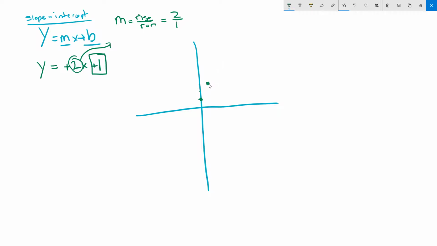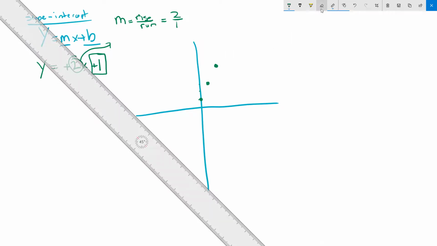And you could continue to do that if you wanted to. You could go another 1, 2, 1, and here is your next point, okay? So you could do that as much as you want. Honestly, I always just go for 2 points because it is the easiest thing to do and the fastest, especially if you're on a time crunch.